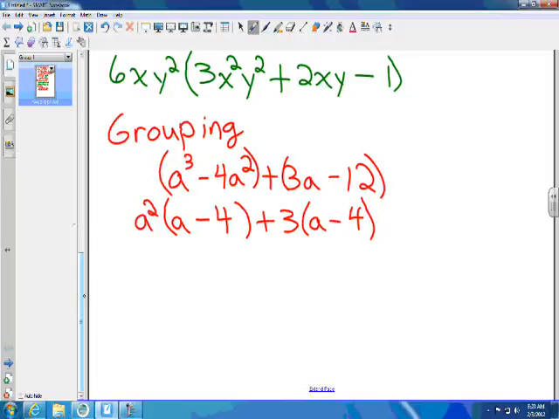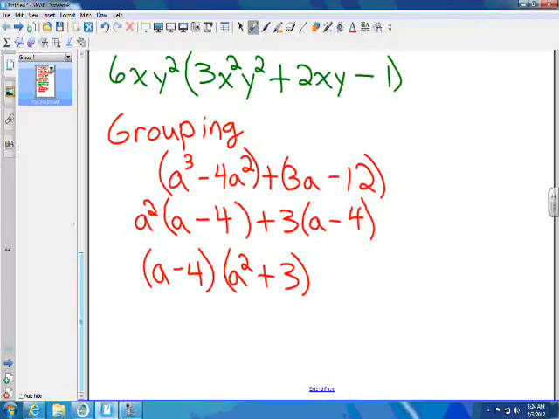So looking at these two sets, is there anything in common now? The a minus 4. So you can actually take out the a minus 4 from both parts there. So if we take out the a minus 4, what's left on the left side over here? Just the a squared plus, and what would be left over here? The 3. And that's how you end up with your next part of the problem. And in this case, that's all you can do.